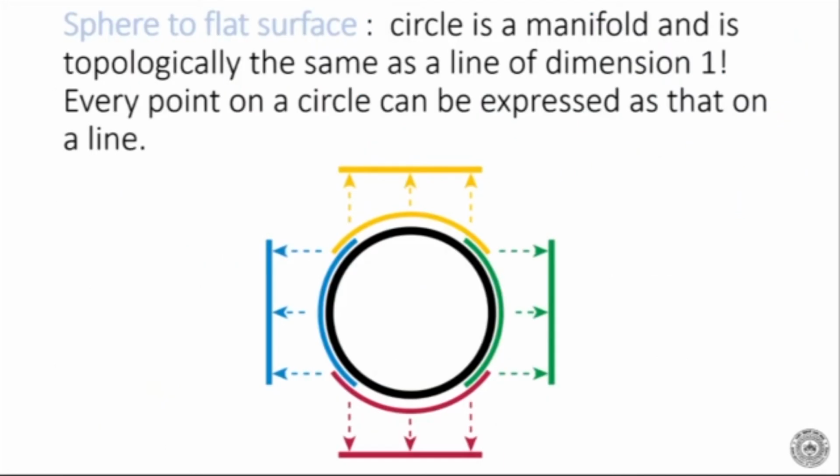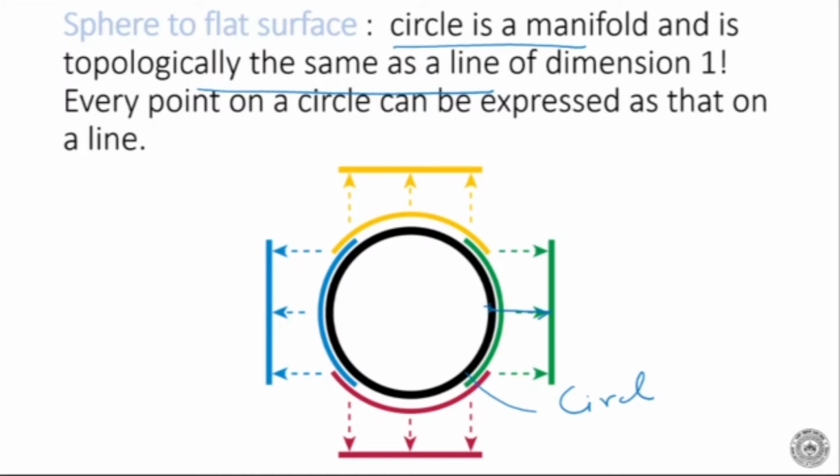Now, this is an example: a circle. A circle is a manifold, and it is topologically the same as a line of dimension 1. In terms of topology, a circle and a straight line are the same, in a way. Every point on the circle can be expressed as a point on a line. Say you look at this black curve, this circle here. Every point here can be projected onto a straight line, locally. Hence for a manifold, every point can locally be mapped onto the Cartesian space.